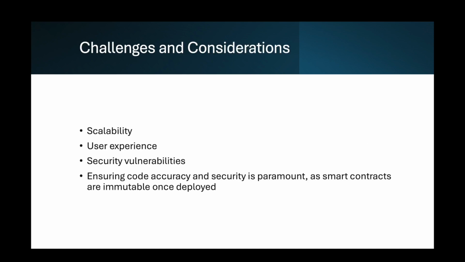Challenges and considerations. While smart contracts and dApps offer revolutionary potential, they also face challenges such as scalability, user experience, and security vulnerabilities. Ensuring code accuracy and security is paramount, as smart contracts are immutable once deployed. Smart contracts and dApps represent a significant shift towards automating and decentralizing digital transactions and applications. Their development and adoption are rapidly evolving, shaping a future where decentralized, trustless transactions play a critical role in various industries.